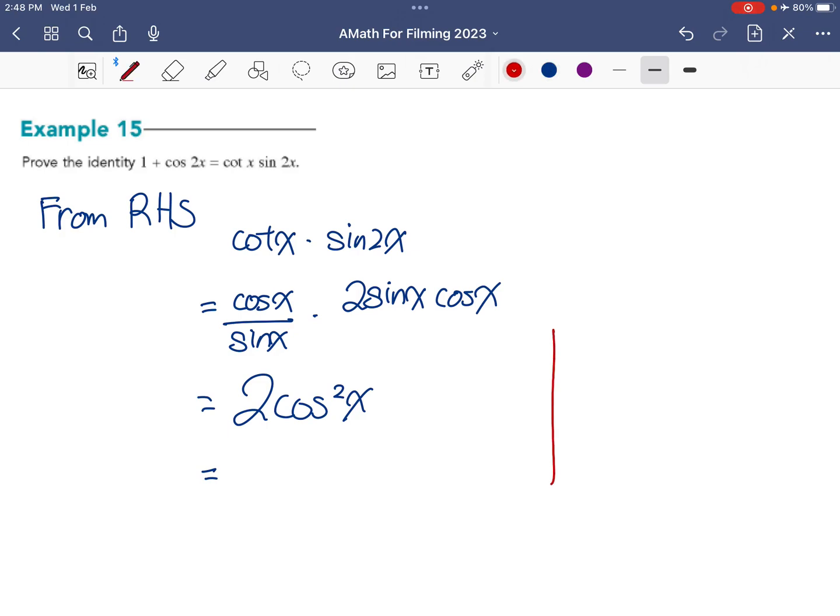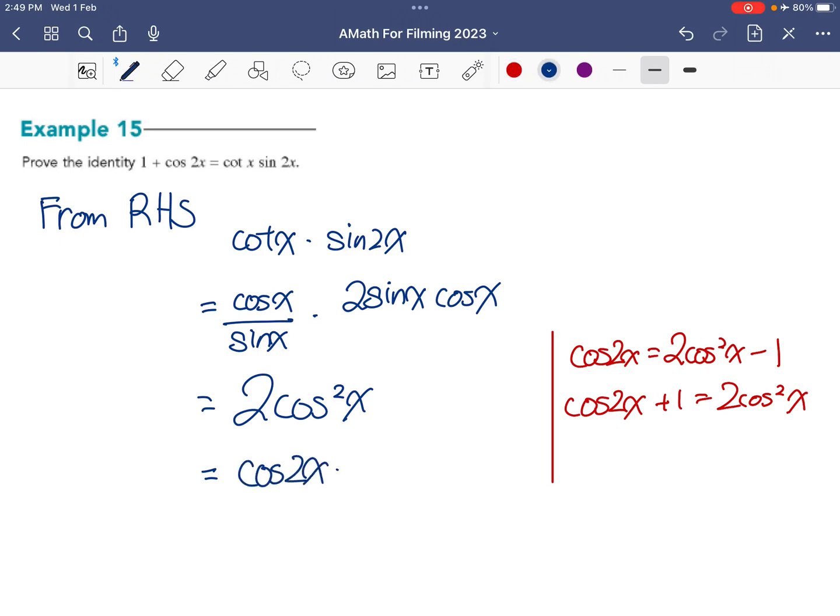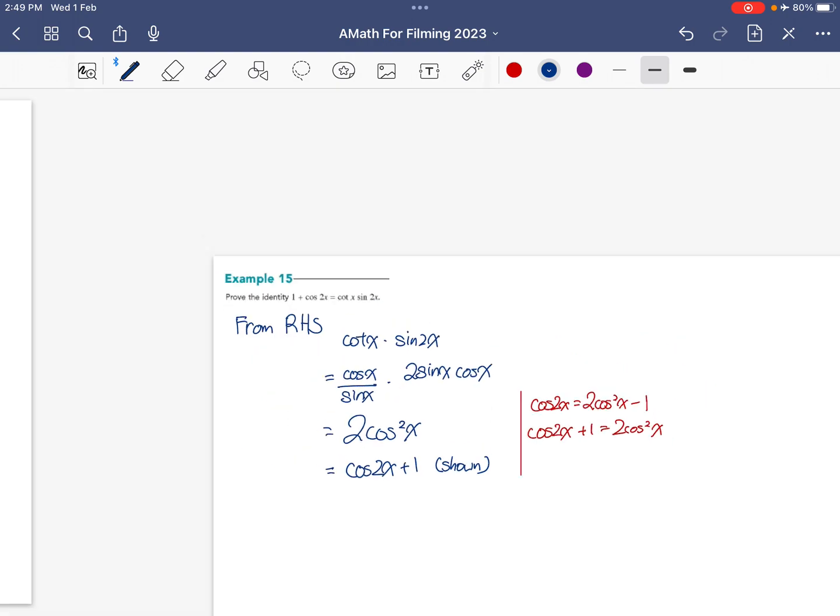See for this case here, at the side here, what I'm going to write for you is this. Cosine 2x is 2 cosine squared x minus 1. That's the identity that we are given. If I re-express this, cosine 2x plus 1 is 2 cosine squared x. Hence, for the last step, I can just write down cosine 2x plus 1, and it is shown.